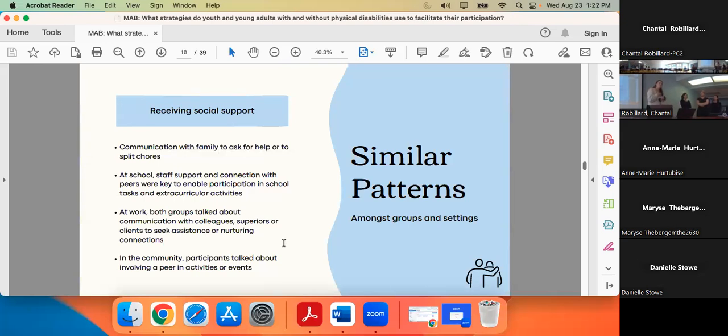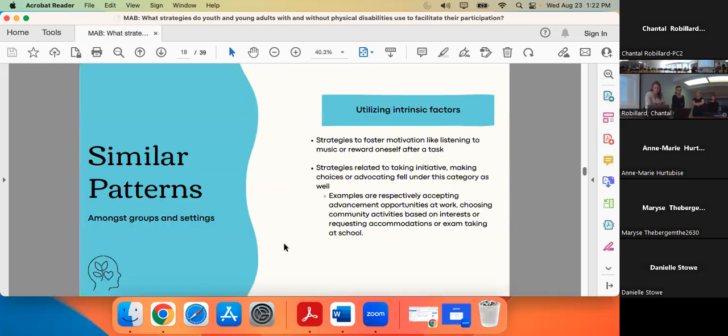Receiving social support was also a recurrent theme, so communication with family members, with school staff was really highlighted for both groups across all settings. At work, both groups talked about communication with colleagues, superiors, clients, and in the community, participants talk about involving a peer in activities or events. Utilizing intrinsic factors, again, to foster motivation. That was a category that was common across groups and settings. Examples include accepting investment opportunities at work, choosing community activities based on interest, or requesting accommodations for exam taking at school.